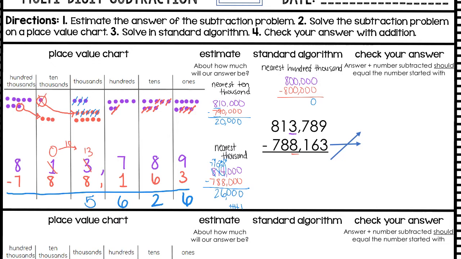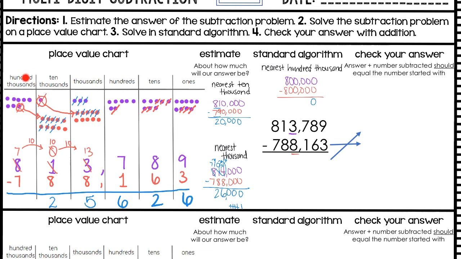10,000, 20,000, 30,000, 40,000, 50,000, 60,000, 70,000, 80,000, 90,000, 100,000. There's how I got my 100,000. So now I only have 700,000s because I regrouped 10 more. Now I have 10 10,000s. Now I can take away 8. 1, 2, 3, 4, 5, 6, 7, 8. And I'm left with 2 10,000s.